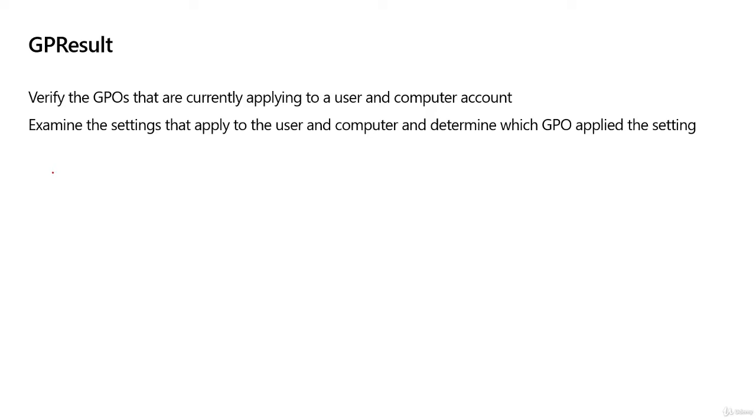If you want to know what settings actually apply to your machine and your user account and what GPOs apply, GPresult is what we use. So it'll give me that ability to verify every GPO by name that's affecting my machine or my user account, and it will show individual settings that are actually being applied. This we just need to look at in the interface to fully appreciate it.